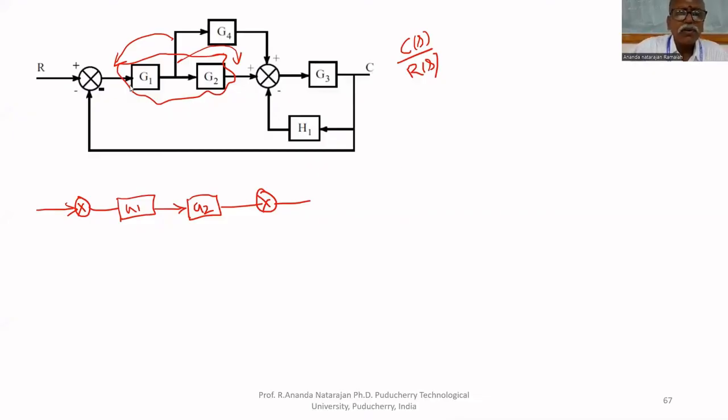So here we have to move this block ahead of this point. What will happen? It is already amplified by G1, but it is not so if you move it. That's why we have to multiply by G1. We can write G4 also like this, because two blocks can be multiplied. That's all.